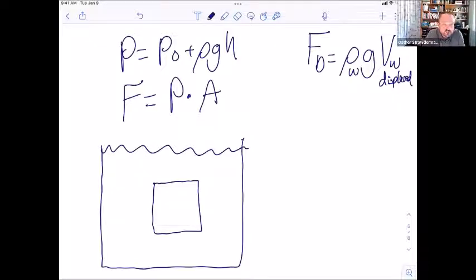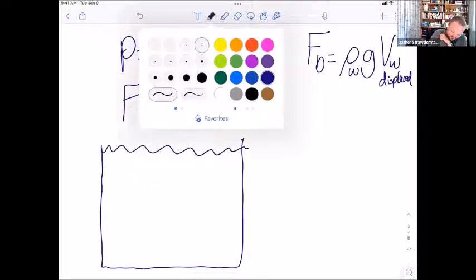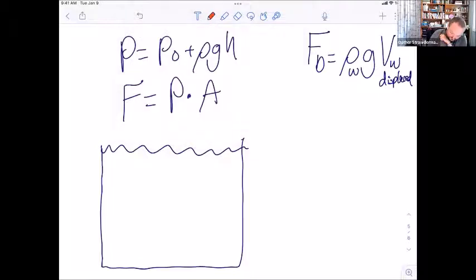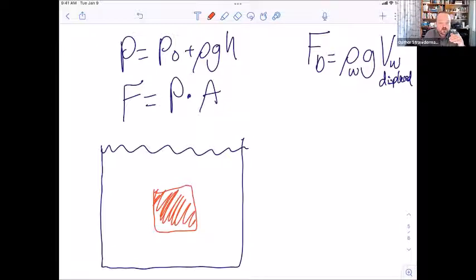One of the things that's challenging for kids to visualize is that if this is my block, let's use a different color to emphasize it. It'll be red. The water molecules that are right below the block are jiggling, and periodically they go boop and they push up on the object. And the water molecules that are on top of the object are also jiggling, and periodically they go boop and push down on the object.